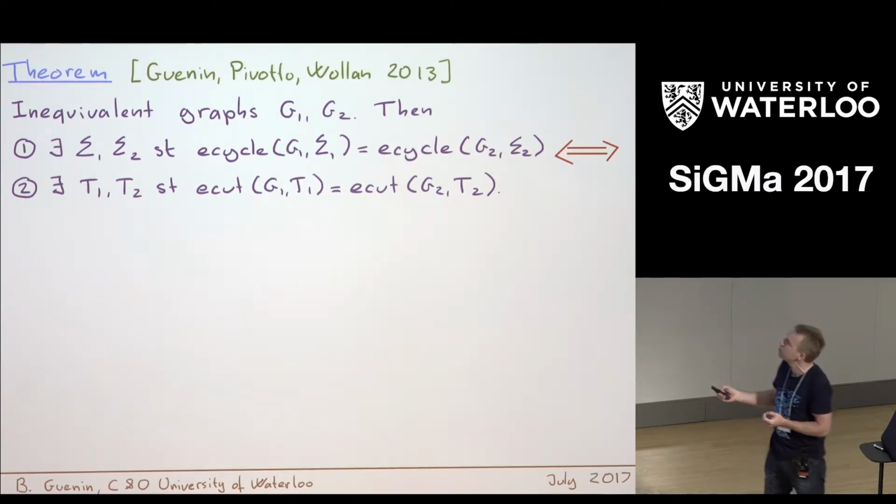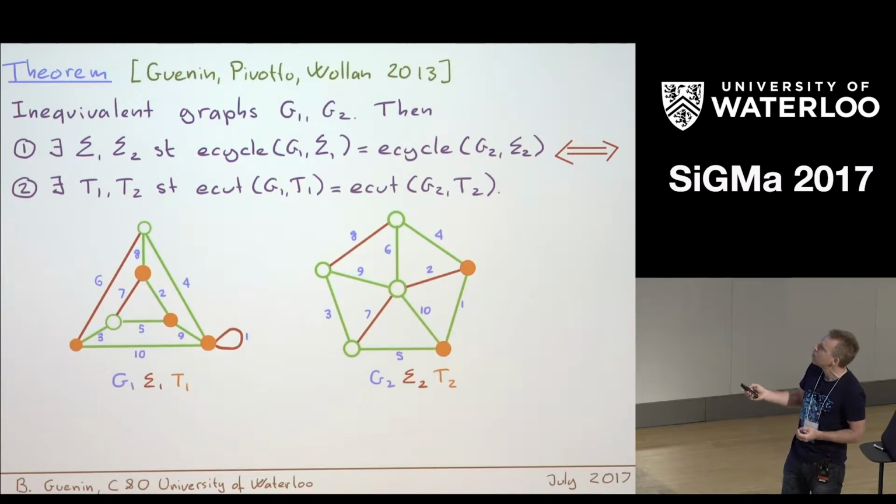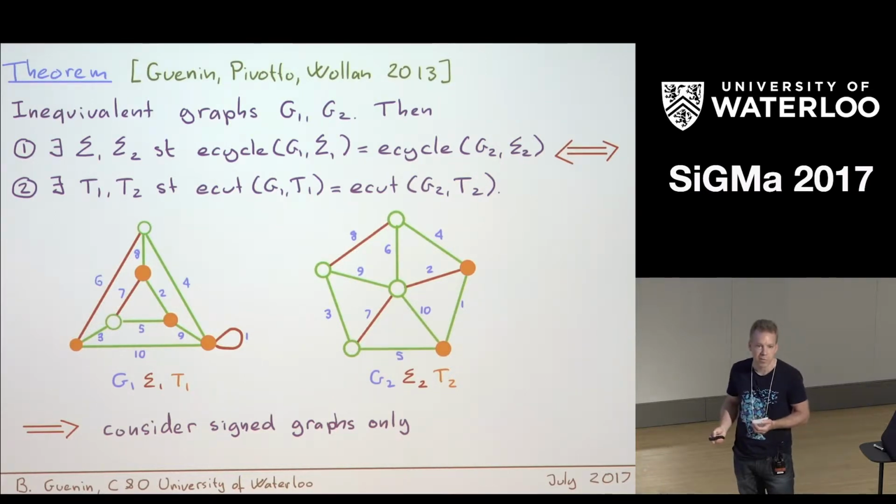So just to illustrate, this is an example. The red edges are your signature, and you can check that the even cycles here are the same thing as the even cycles there. Or you can pick in orange the terminals, and you can check that the even cuts here are the same thing as the even cuts there. So I'll just really consider the problem about signed graphs. All right, so let's just look at some examples.